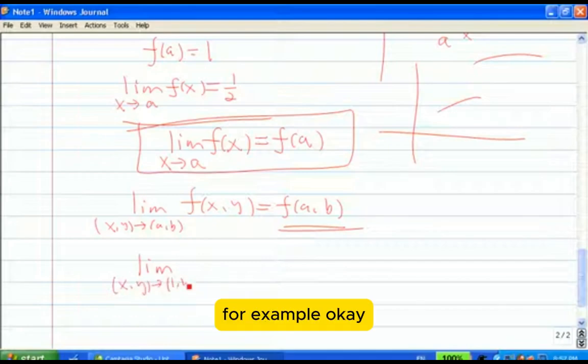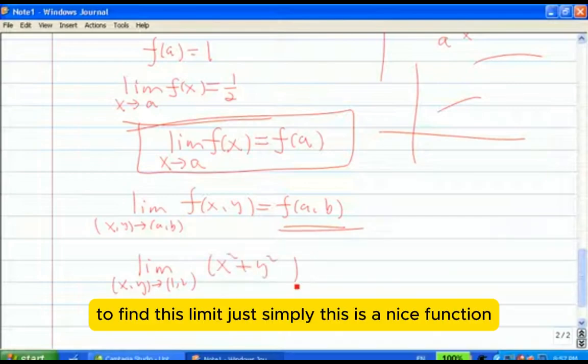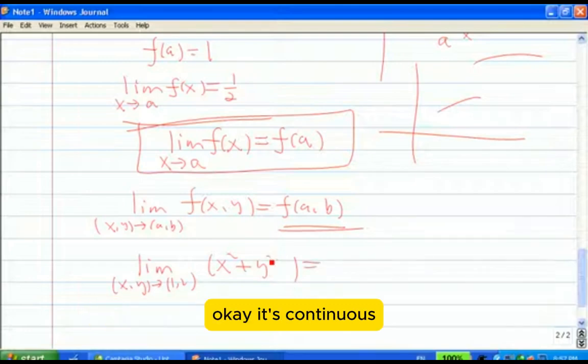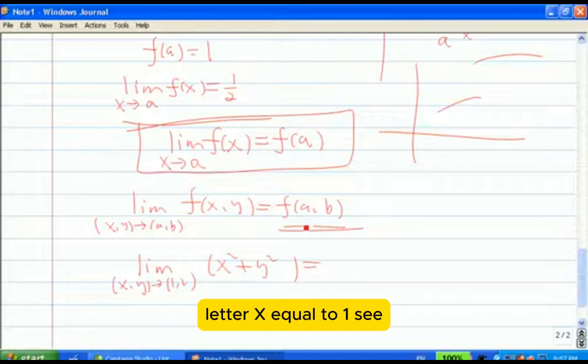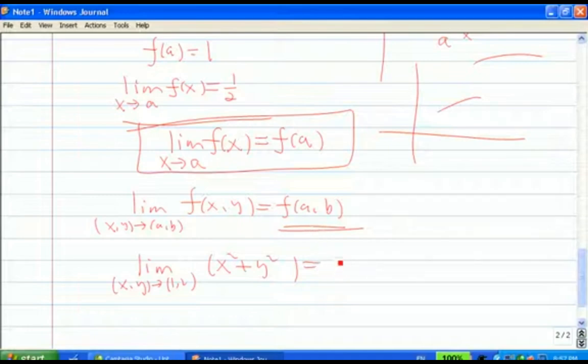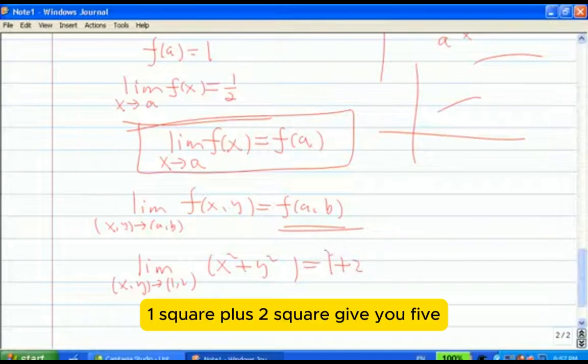For example, to find this limit, this is a nice function, it's continuous. So to find this limit, simply plug the number in. Let x equal to 1, y equal to 2, so you got 1 squared plus 2 squared. That gives you 5.